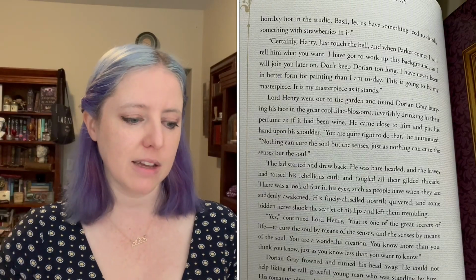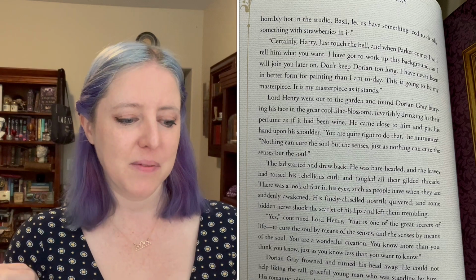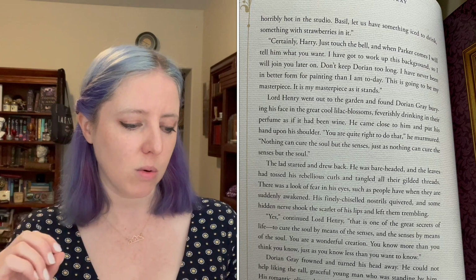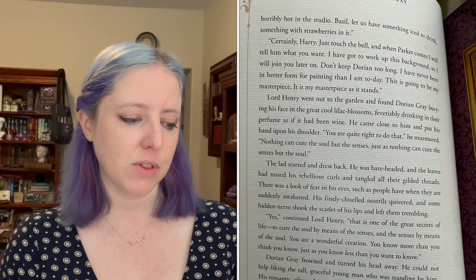So Lord Henry sees this, he comes up to him, he puts his hand on his shoulder and says, you are quite right to do that. So you are the one with the power, is what he says or implies with his words. You are right in what you're doing. And then he goes on, he says, "Nothing can cure the soul but the senses, just as nothing can cure the senses but the soul."